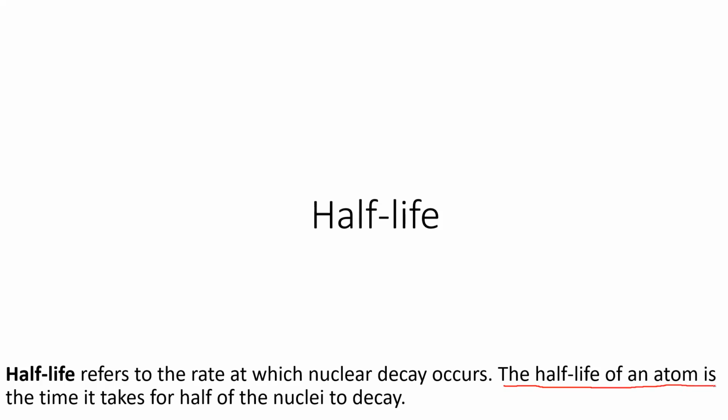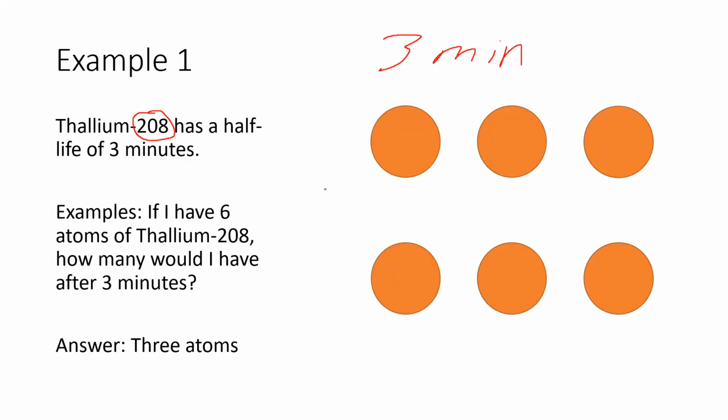The half-life of an atom is the time it takes for half of the nuclei to decay. If the nucleus decays, then it's not going to be that exact element anymore. We'll go over that in later episodes. So for example, thallium has a half-life of 3 minutes. After 3 minutes, half is there.